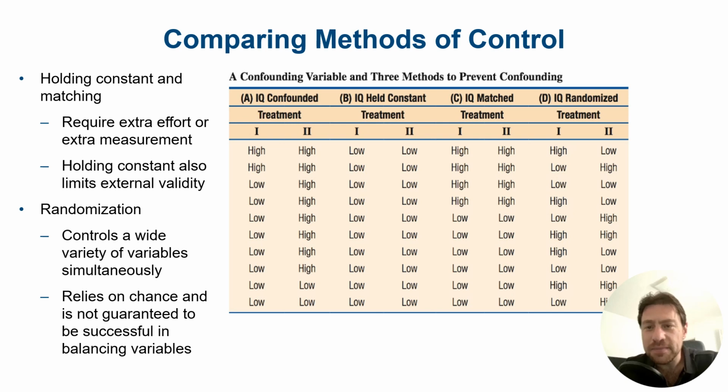And finally, D illustrates the method of randomization for controlling variables. Here, you simply use random assignment to create your treatment conditions, and this should, most of the time, if your samples are large enough, result in conditions that are roughly similar to each other on average.